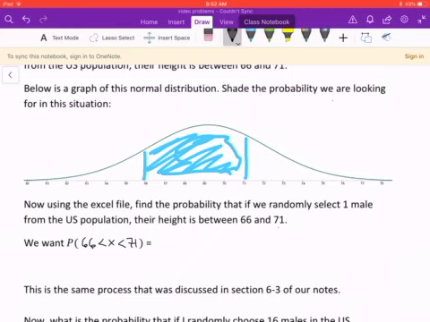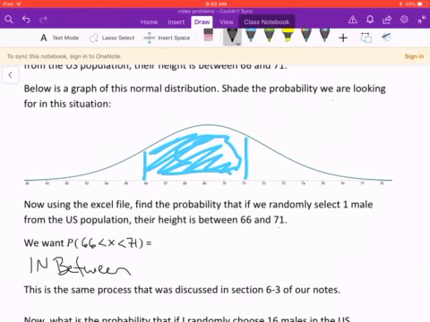Now I can't show this on the video, but I'm going to go to that Excel worksheet and we're going to make sure we select in between. So we're working with our normal distribution Excel, and we're going to be doing in between. I'm going to put my lower bound of 66, my upper bound of 71, my mean of 69.2, and a standard deviation of 3.